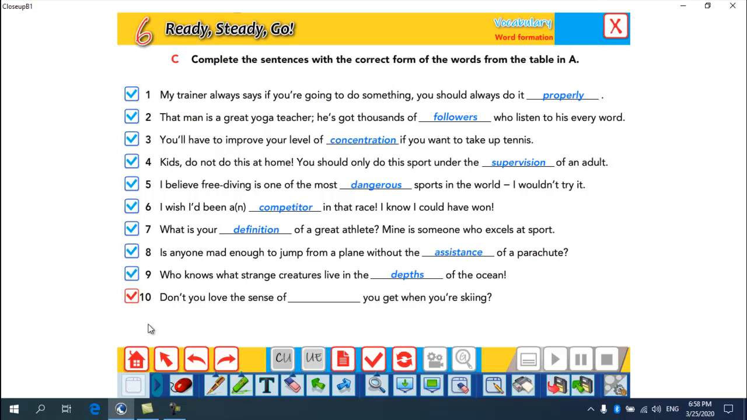Ten, don't you love the sense of freedom you get when you're skiing? Sense of what? Freedom, exactly. So that was the end of our lesson today.